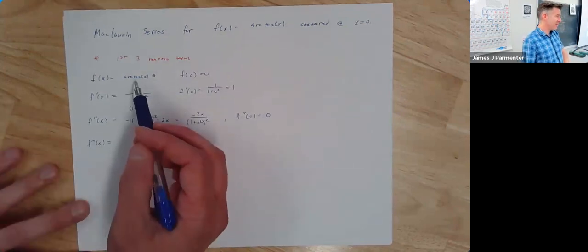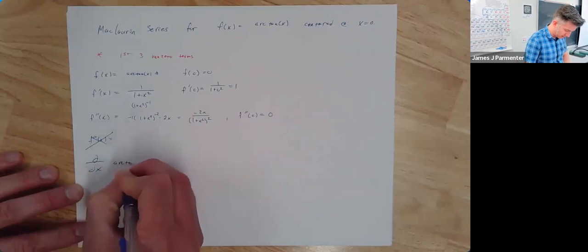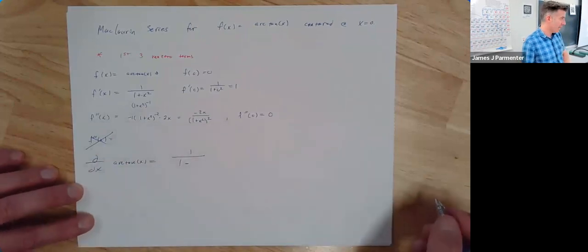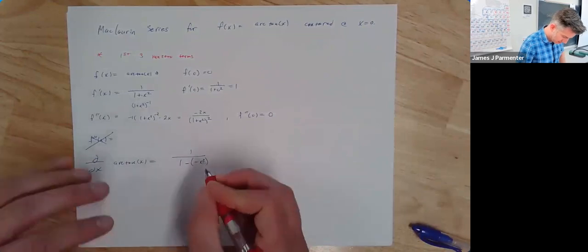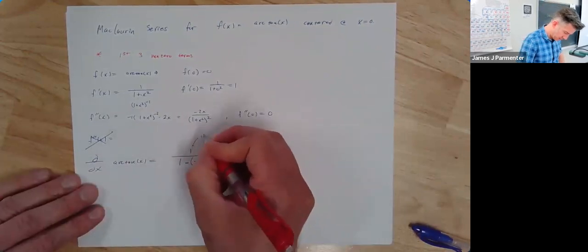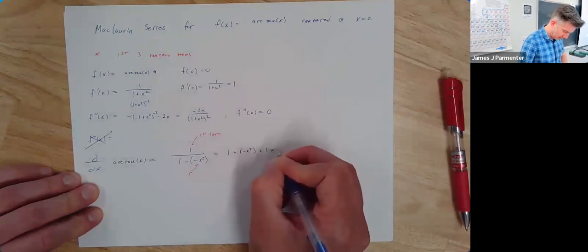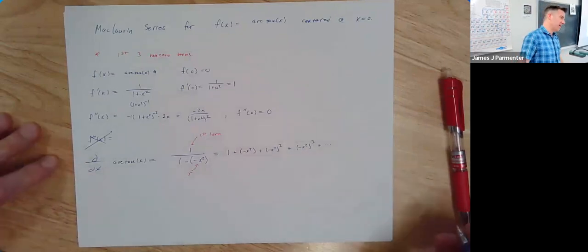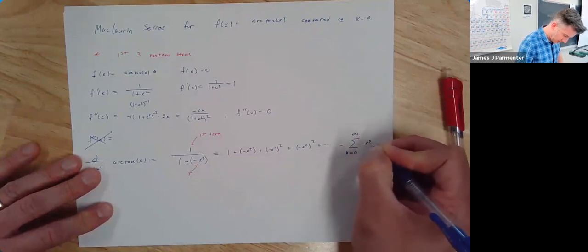Our arctangent doesn't look like 1 over 1 minus something, but its derivative does. The derivative of the arctangent of x is 1 over 1 plus x squared, or as I'm going to write it, 1 over 1 minus some stuff: negative x squared. And hey, this looks like what a geometric series adds up to, where that's our ratio and that's our first term. This is literally equal to 1 plus negative x squared plus negative x squared squared plus negative x squared cubed, or you can write it as 1 minus x squared plus x to the fourth minus x to the sixth and so on. That's just the sum from n equals 0 to infinity of negative x squared to the nth power.